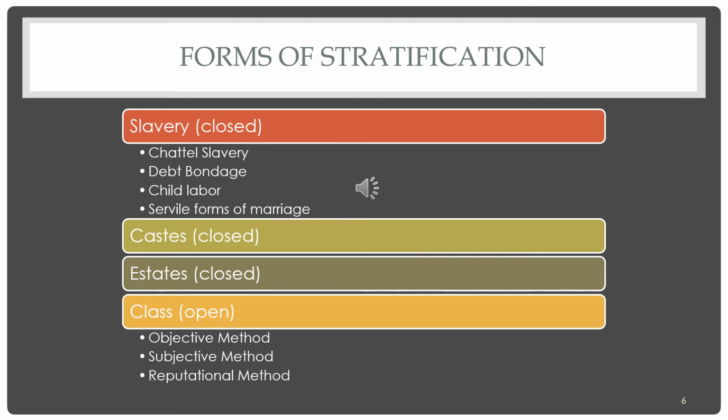So again, just to know, the 4 forms of stratification are slavery, caste system, estate system, and class system. Also know which ones of these are closed and which one is open.